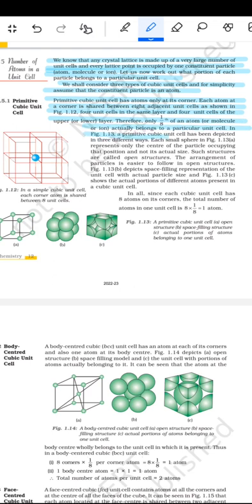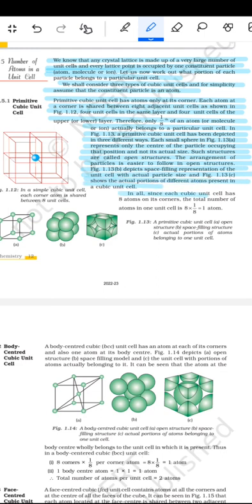In figure 1.13, a primitive cubic unit cell has been depicted in 3 different ways. Each small sphere in figure 1.13a represents only the center of the particle occupying that position and not its actual size. Such structures are called open structures. The arrangement of the particles is easier to follow in the open structure. Figure 1.13b depicts the space filling representation of the unit cell with the actual particle size, and figure 1.13c shows the actual portion of the different atoms present in a cubic unit cell.